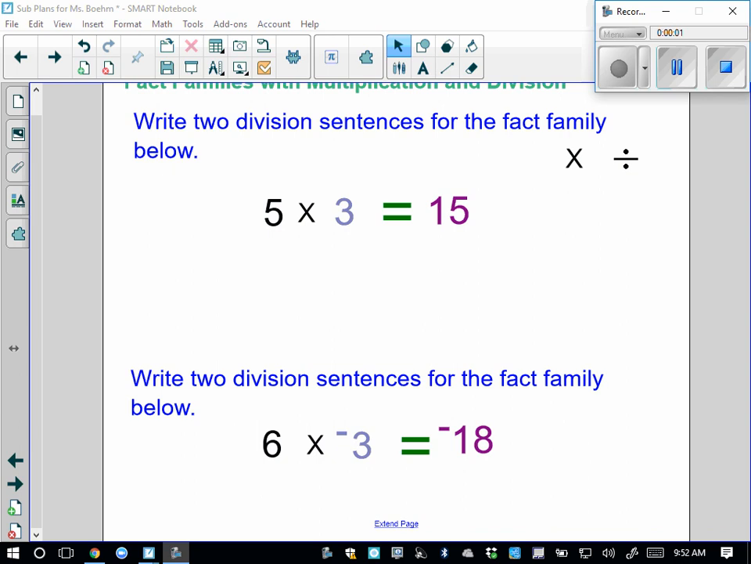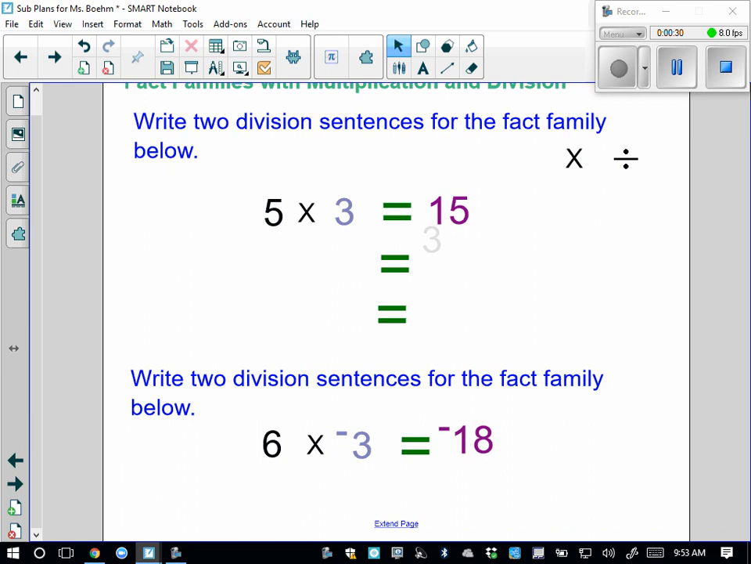Today's fact families are with multiplication and division. They still work, and I can do an addition and subtraction fact family review too, but they work the same in the sense that there are three numbers in this fact family. The three numbers are 5, 3, and 15. That means you have to come up with three equations where the answers are 5, 3, and 15.